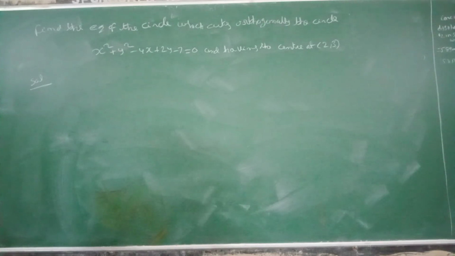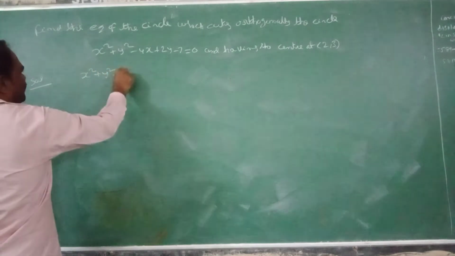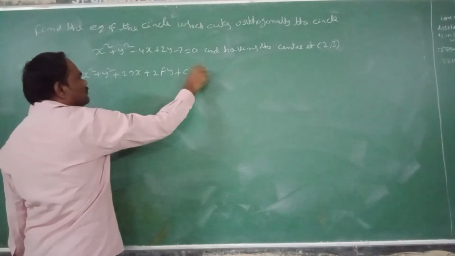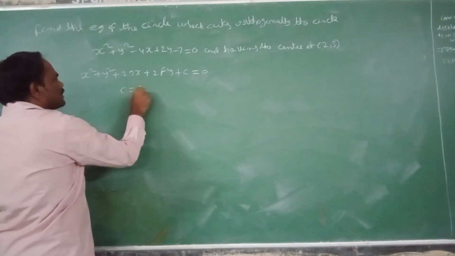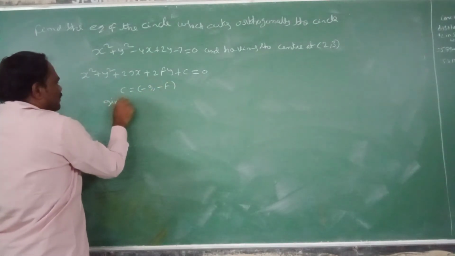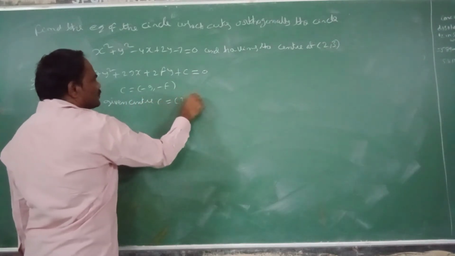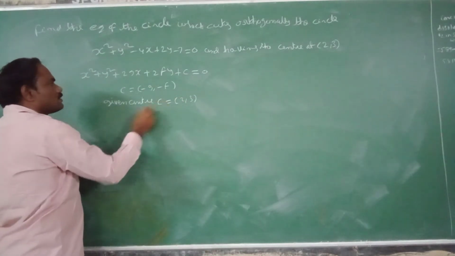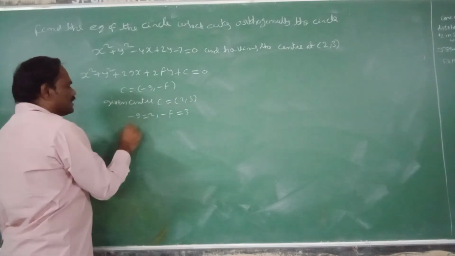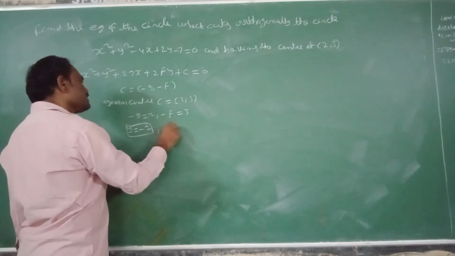The general equation of the circle is x square plus y square plus 2gx plus 2fy plus c is equal to 0. Center is equal to minus g comma minus f. Given center is 2 comma 3. So minus g is equal to 2, minus f is equal to 3. g is equal to minus 2, f is equal to minus 3.